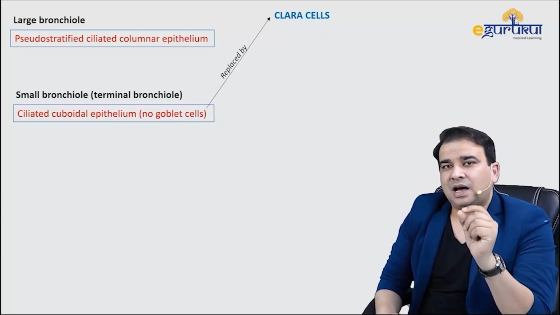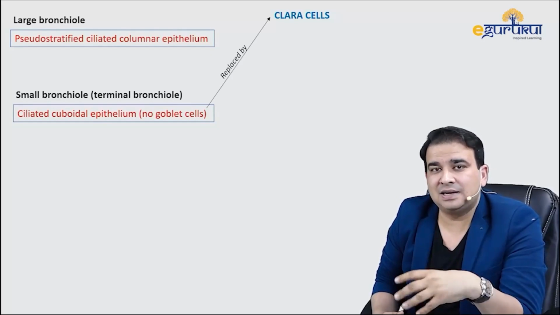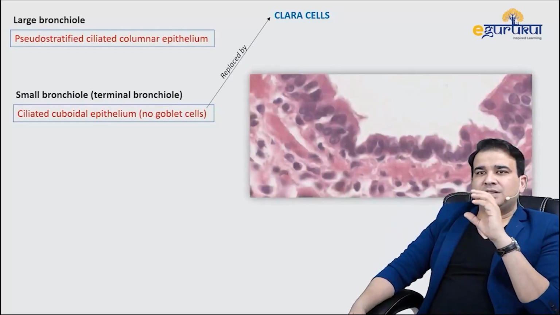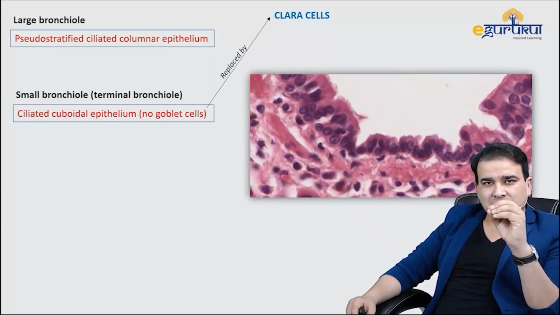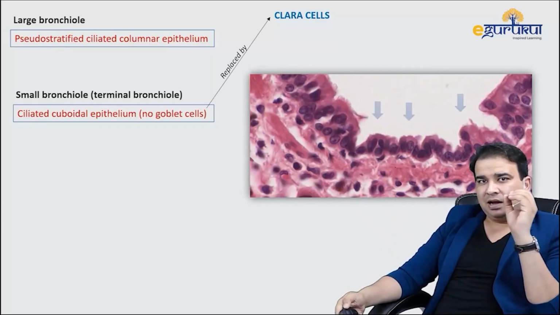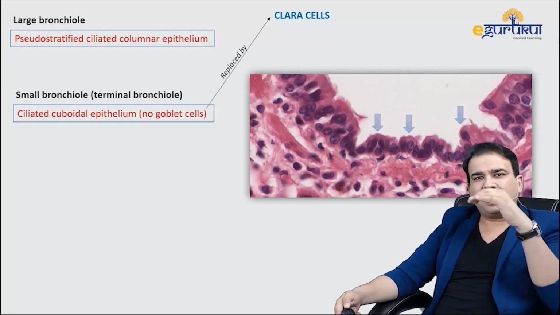The Clara cells are doing the same function which is done by the type 2 pneumocytes in the alveolus, and that is releasing the surfactants. Clara cells, as you can appreciate in this picture, are those cells which do not have the cilia. These are the non-ciliated cells. And if you look at the apical surface of these cells, they are present like a dome. That's how we identify them.